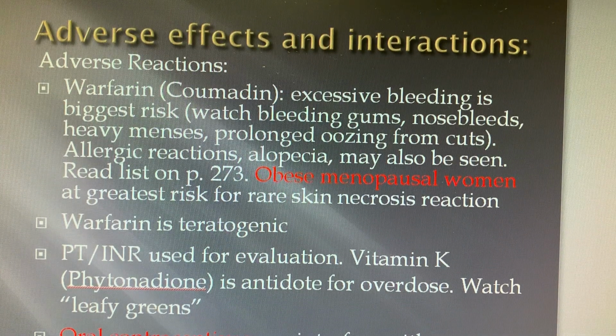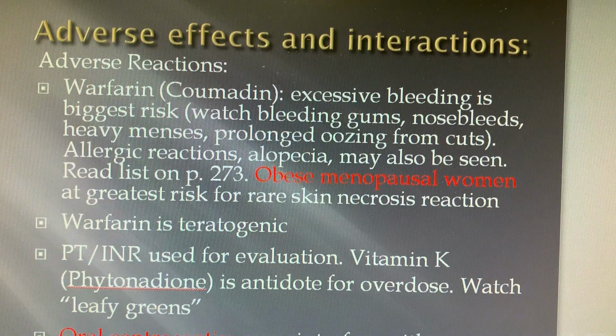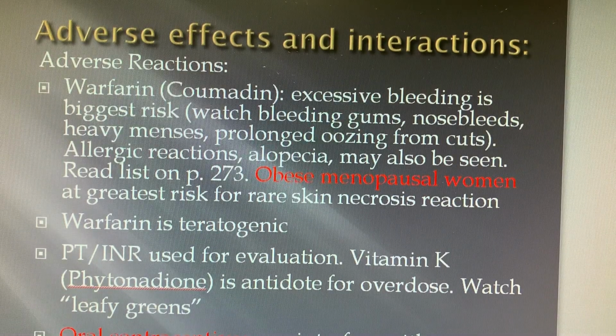One of the worries about these PO anticoagulants is a very rare skin necrosis reaction. It hardly ever happens, you hardly see it, but when you do, most of the time you see it in a woman of menopausal age, so late 40s, 50s, who happens to be obese. For some reason, that's just the highest risk group.